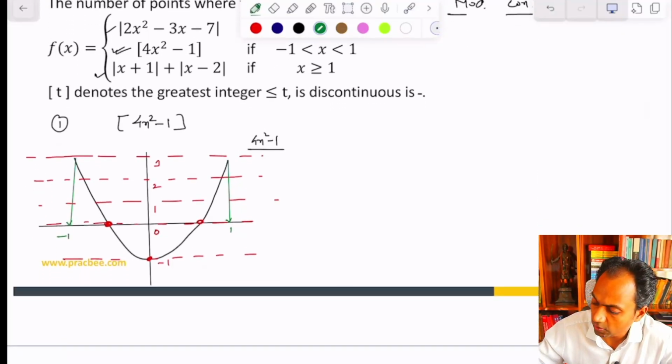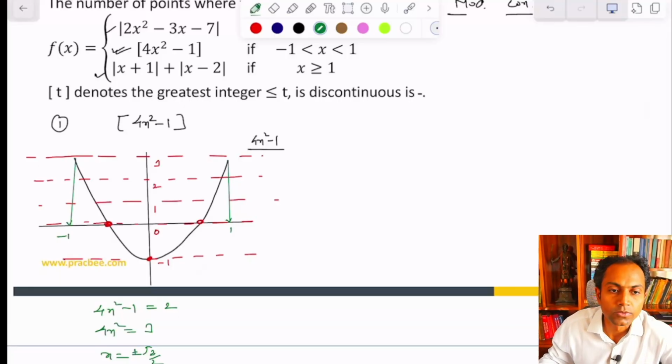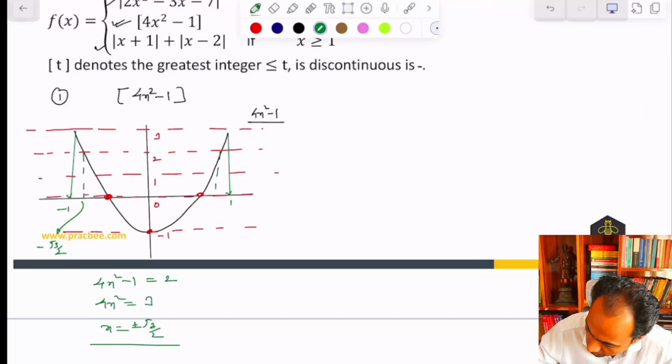For figuring out the middle values, 4x² minus 1 will be equal to 2 when 4x² becomes equal to 3, or x is equal to plus or minus root 3 by 2. So what we need to understand here is that this value corresponds to a point that is minus root 3 by 2, whereas this value corresponds to a point that is plus root 3 by 2.